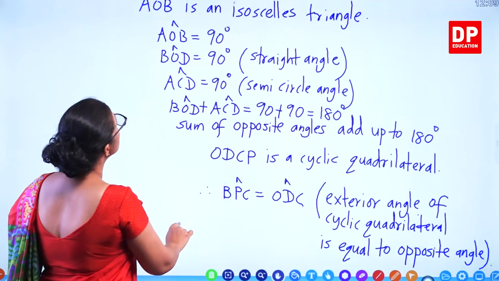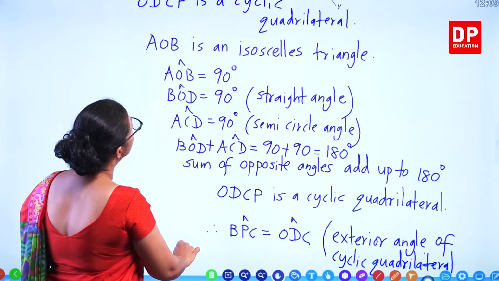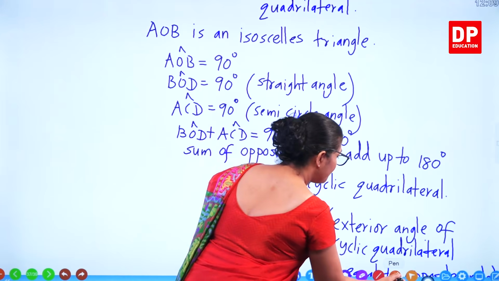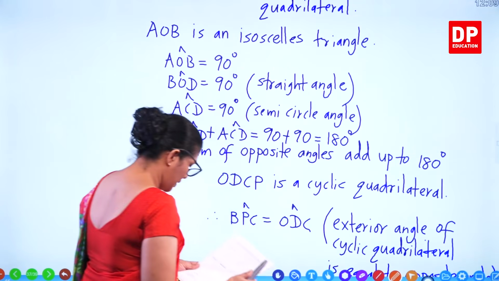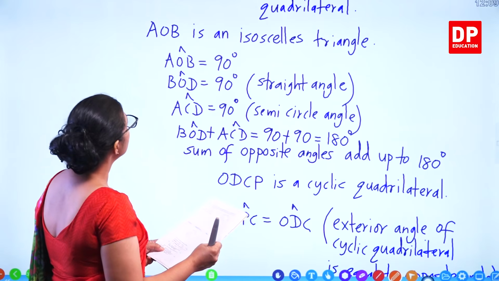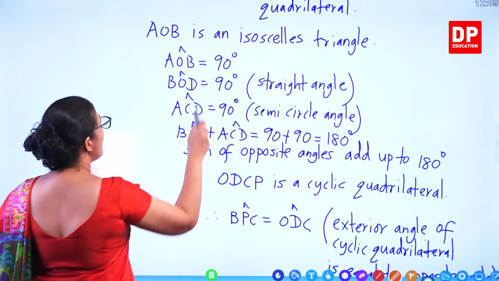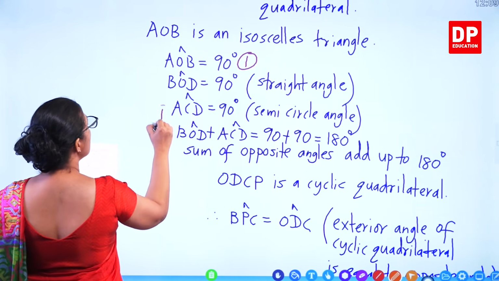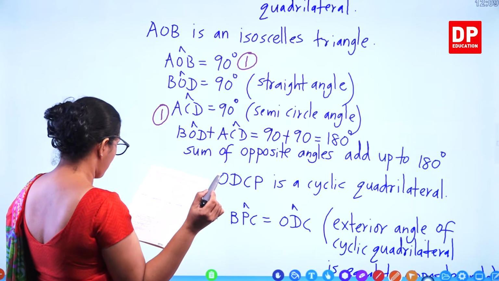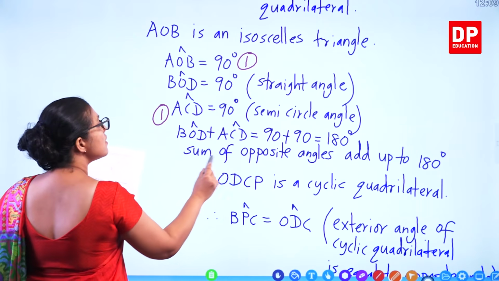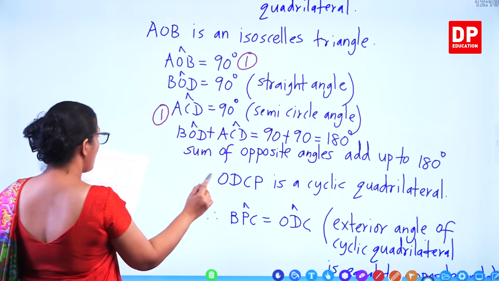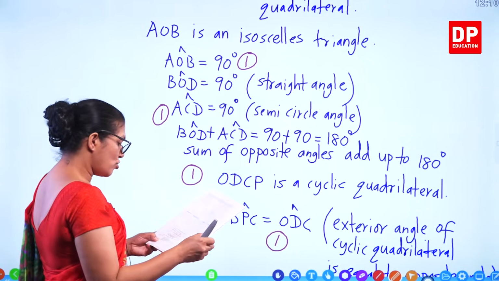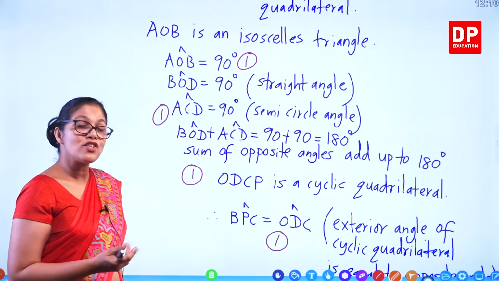We'll see how many marks you get. You'll get 4 marks. BOA 90, 1 mark. And ACD 90, 1 mark. And showing that this is a cyclic quadrilateral, 1 mark. And finally, this is equal, 1 mark. So altogether 4 marks. So this is the last question in paper 2.